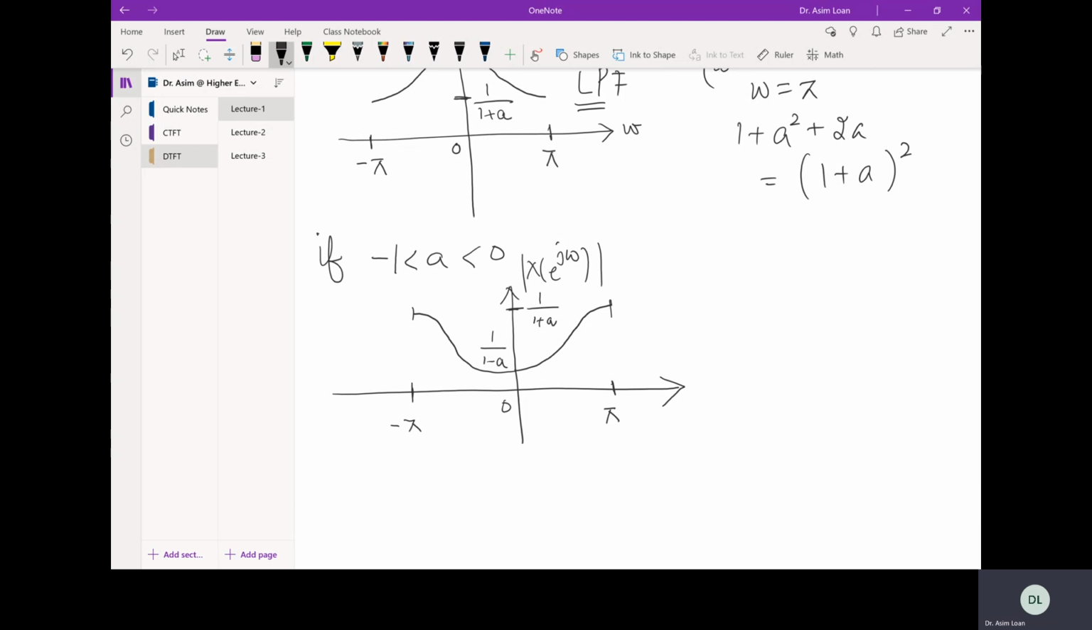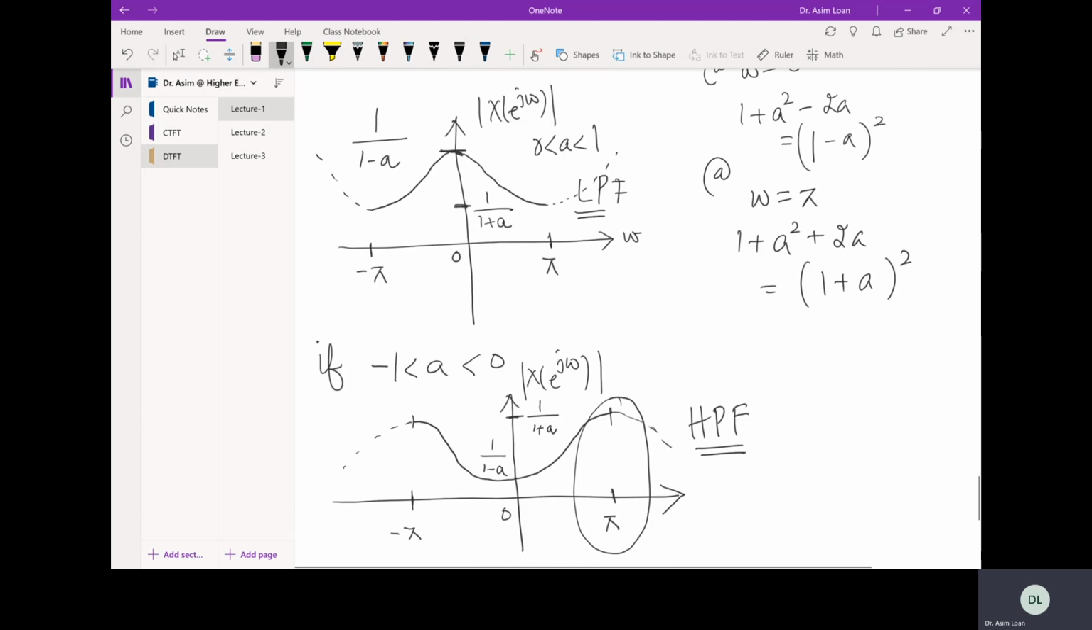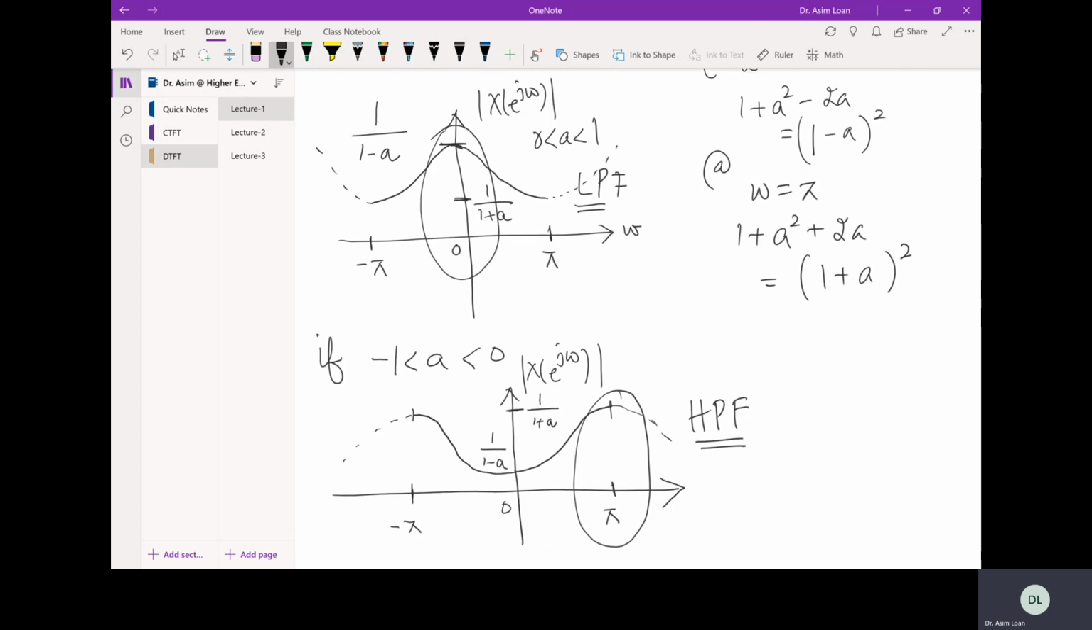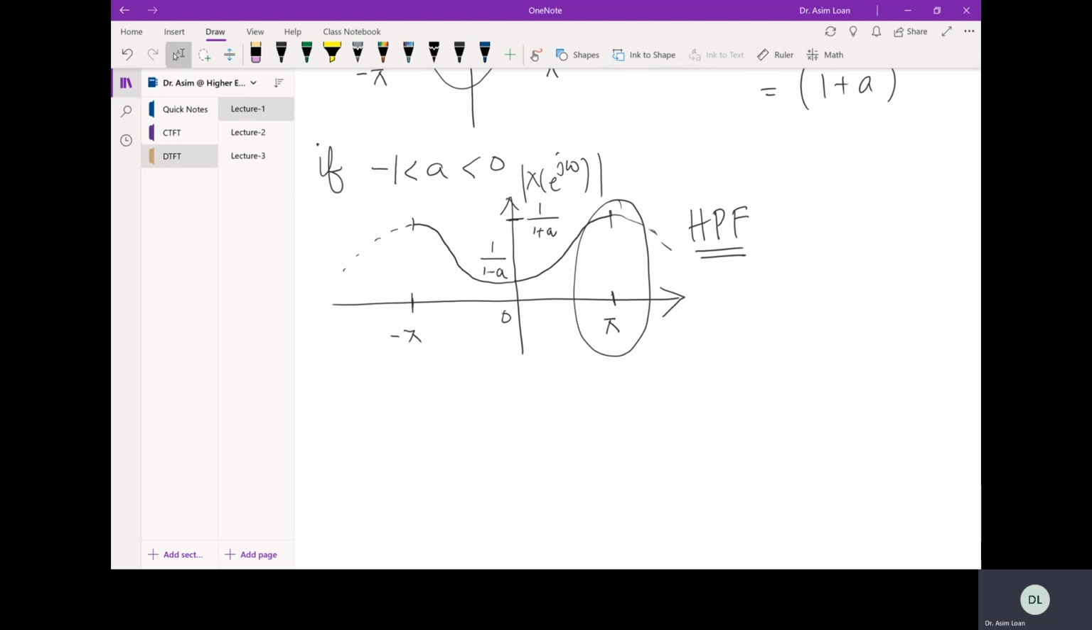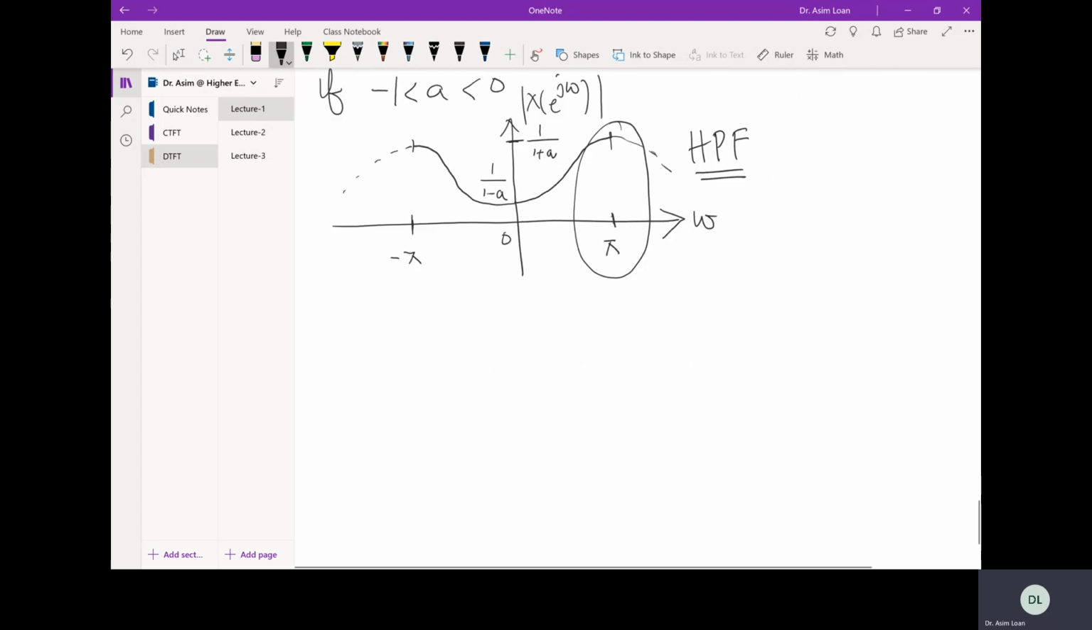And this is periodic, so obviously there is something over here too. Frequencies are concentrated around pi, so this is a high pass filter. And similarly, the other one goes like this, so this is a low pass filter. Why? Because frequencies are concentrated around 0. I'm not going to sketch from minus infinity to plus infinity; you can always periodically extend it.